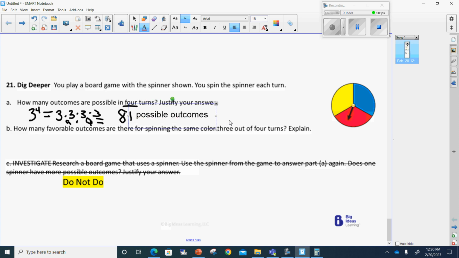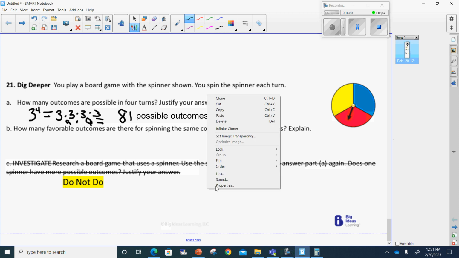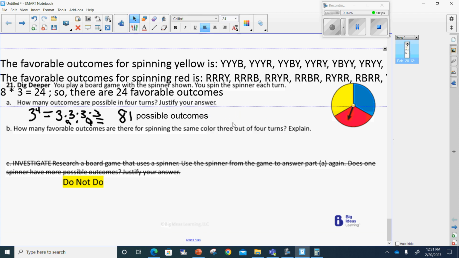Okay. This is not a repeating number. I know that kind of looks like that, where I just realized that it was 4 instead of 5. How many favorable outcomes are there for spinning the same color 3 out of 4 times? We need to spin the same color 3 out of the 4 times. And to save me some writing and for you not to have such a long video, I'm pasting the answer on this one.